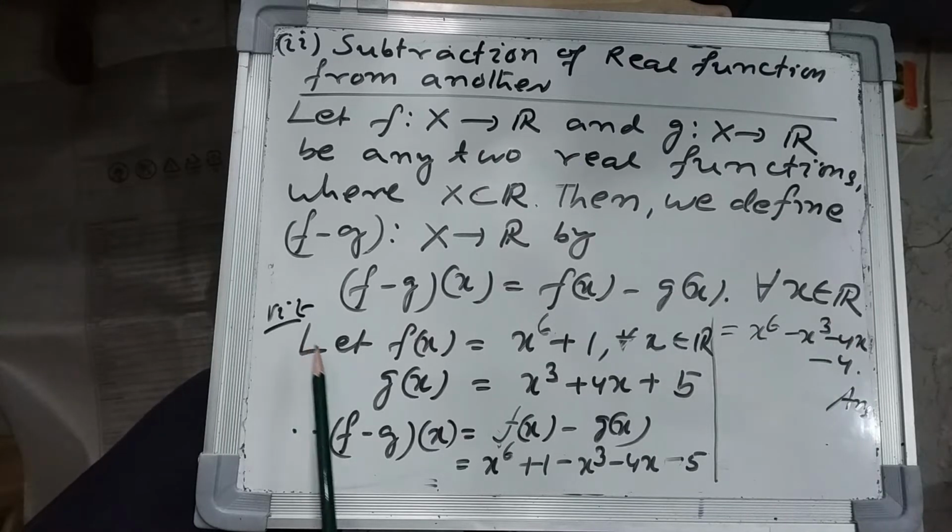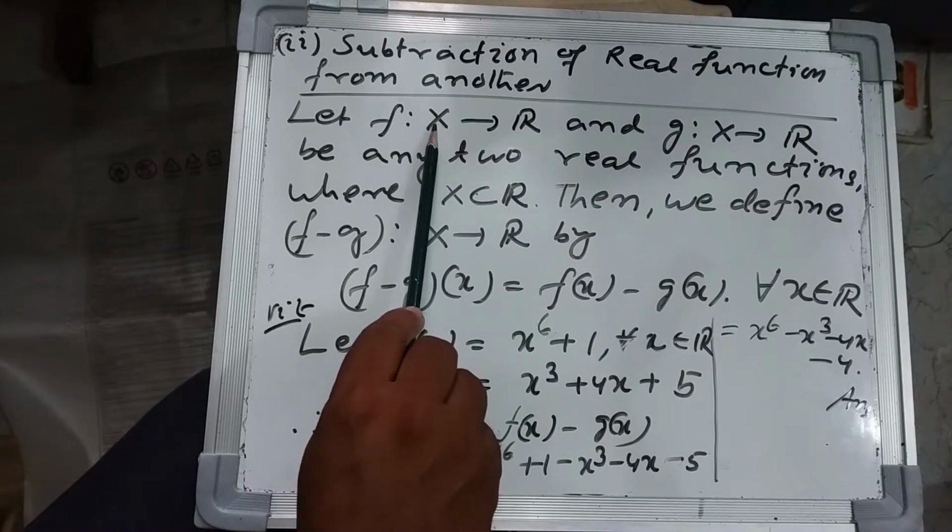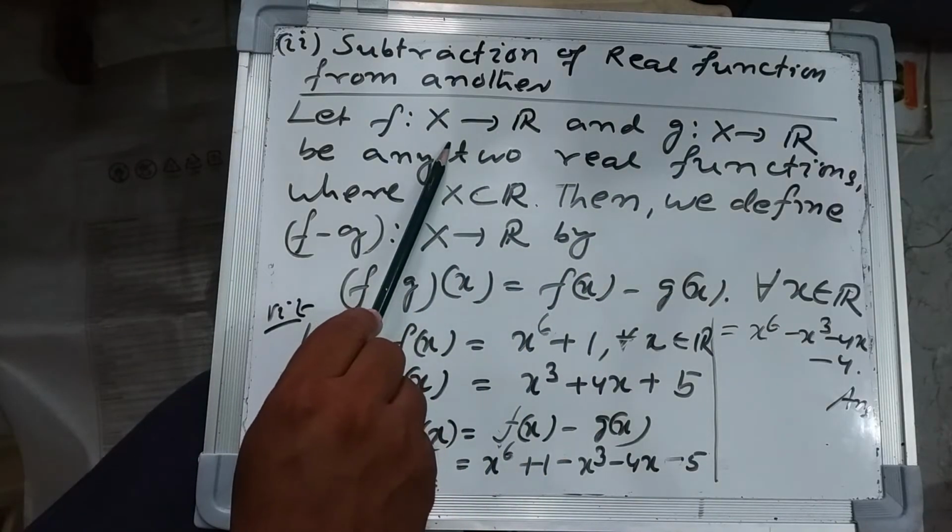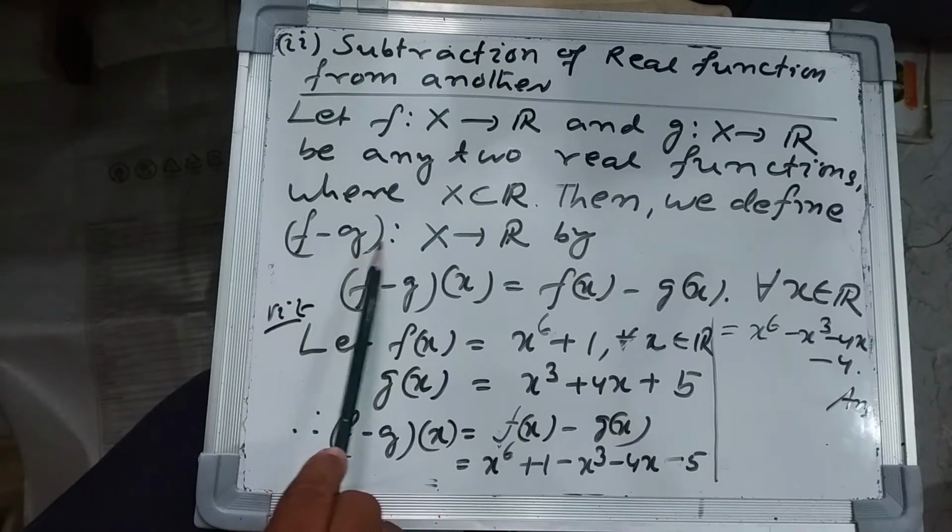For example, let f(x) equal to x to the power 6 plus 1 for all x in R, g(x) equal to x cube plus 4x plus 5, and (f minus g)(x) equal to f(x) minus g(x). Here, x to the power 6 plus 1 minus x cube minus 4x minus 5. After subtraction we get our result: x to the power 6 minus x cube minus 4x minus 5 plus 1 minus 4. Here we observe that the domain of f and the domain of g are the same.